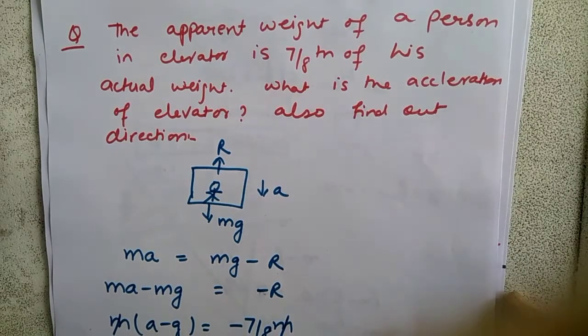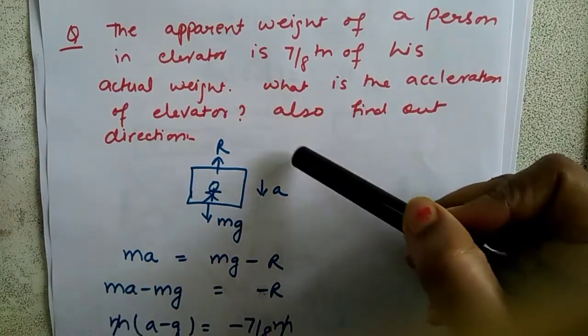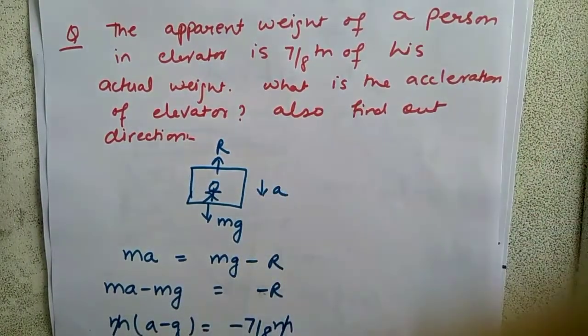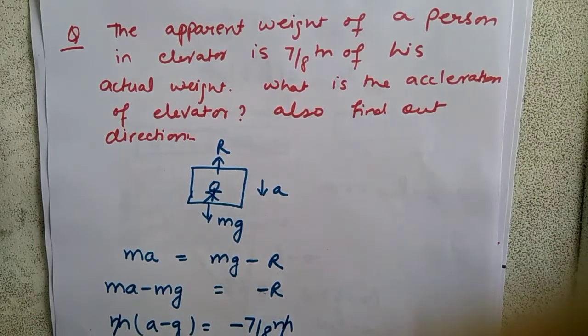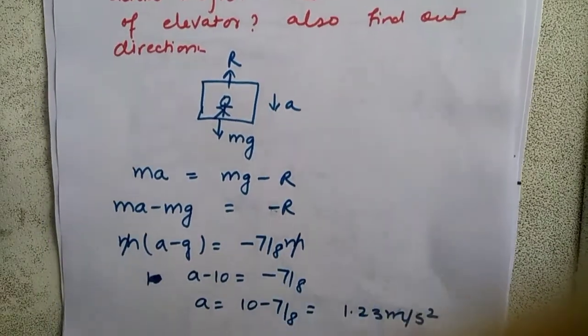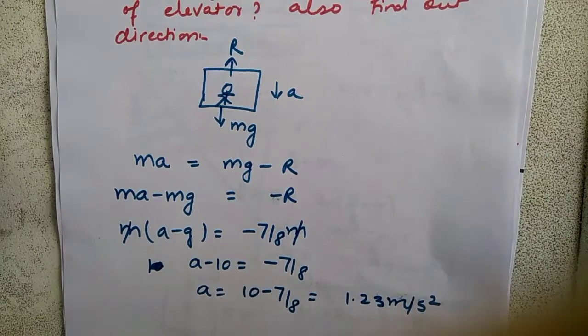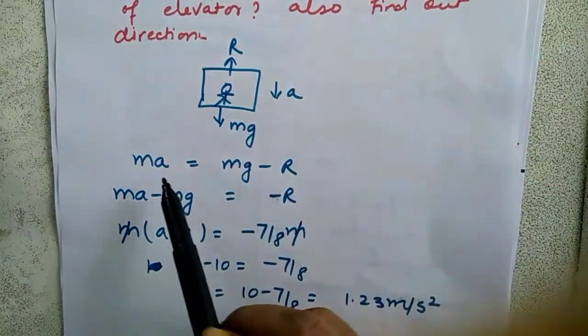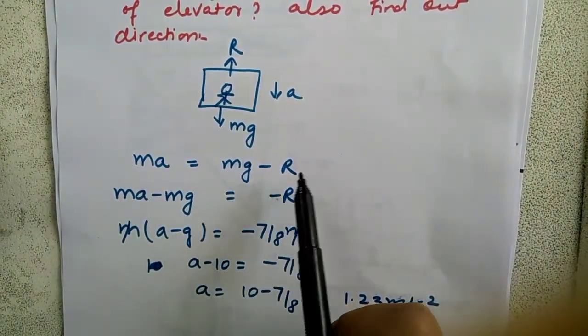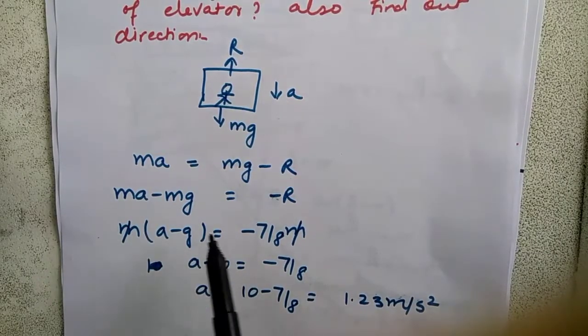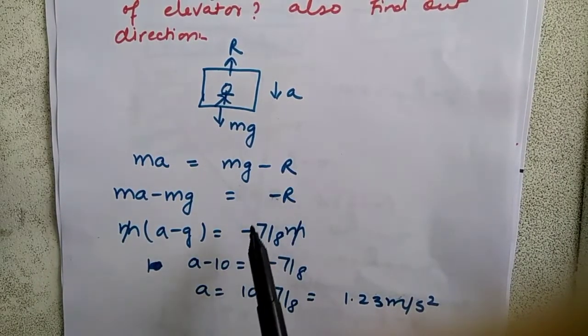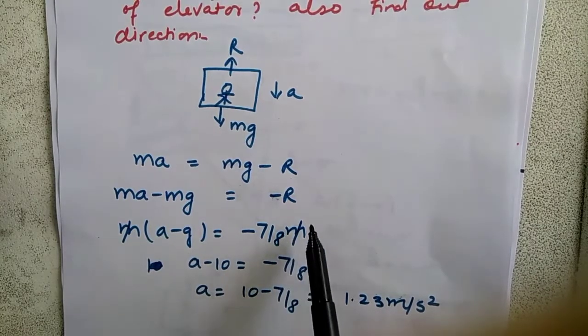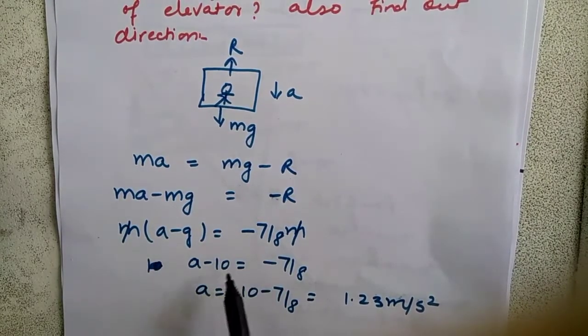So obviously I already know that whenever the lift is accelerated downwards, at that time the apparent weight of the body feels less. So I will use the formula for the lift going downwards. ma is equal to mg minus R. Now the R value is already given. It is 7/8 of the actual weight. So I fill in the value and calculate the acceleration of the body. It will come out to be 1.23 meter per second square.